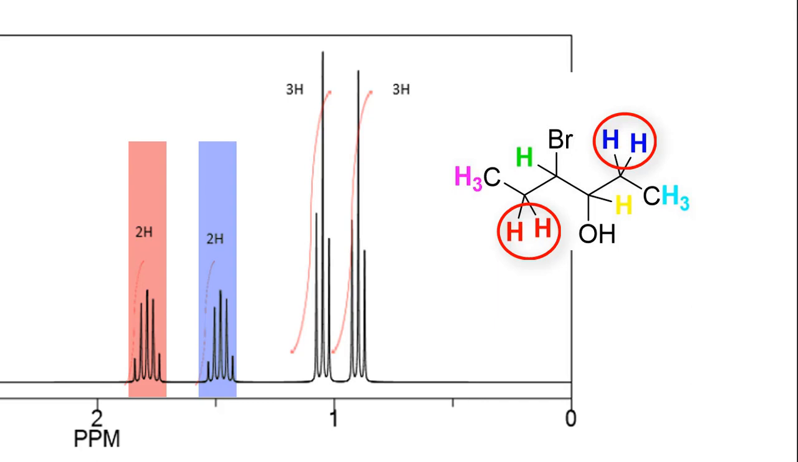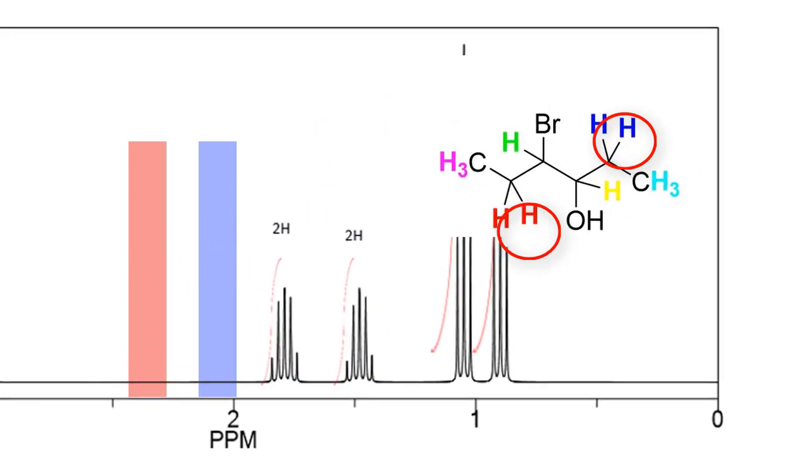The group that is furthest downfield is probably going to be the group that's closer to oxygen. And then the group that's furthest upfield is probably going to be the group that's closer to bromine, simply because oxygen is more electronegative. And so those blue protons are going to be more de-shielded, right? But you can see that for each one of those, N is equal to 4. And so both of those are going to be split into a pentet.